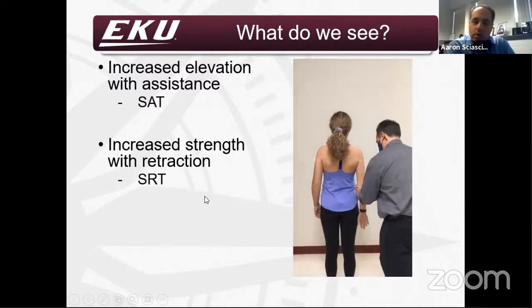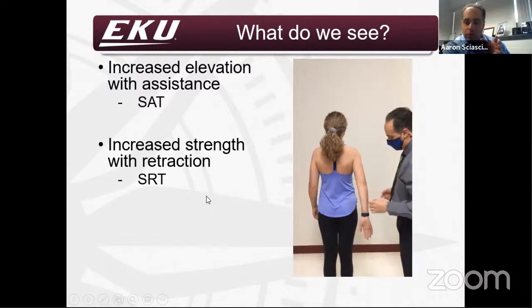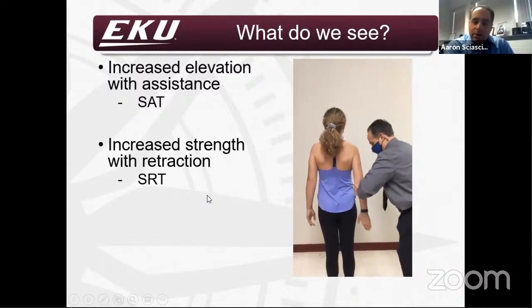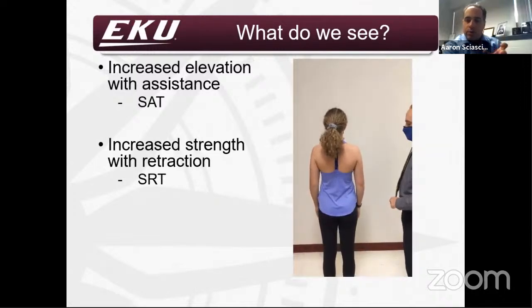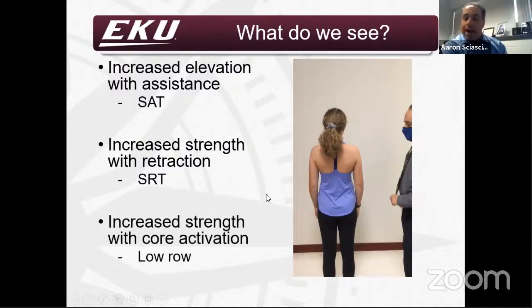And then finally, this is what we call the low row test. We put the arm in slight extension and try to break it in a forward position. Once you demonstrate that there is some weakness, you tell the individual to contract their hip muscles as well as their core and then retest. And as you saw towards the end, she had increased strength with core activation.